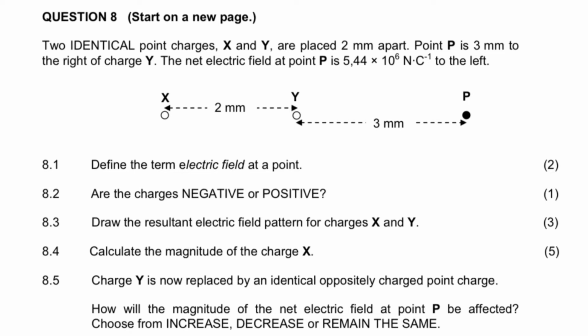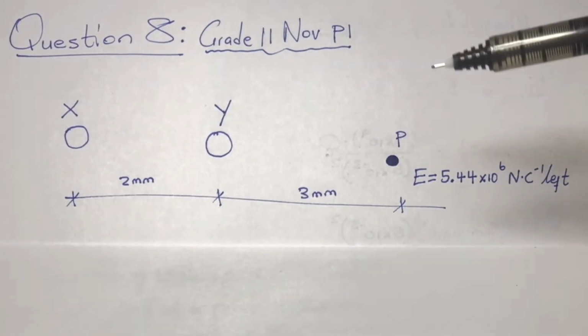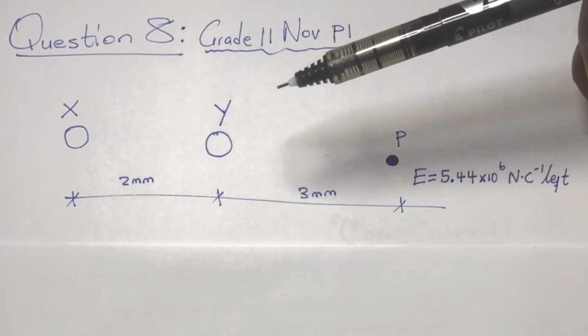So the question reads as follows. Two identical point charges, X and Y, are placed 2 millimeters apart. Point P is 3 millimeters to the right of charge Y. The net electric field at point P is 5.44 by 10 to the power 6 Newton per coulomb to the left. So remember what I've told you guys. I've drawn what they drew on the question paper.